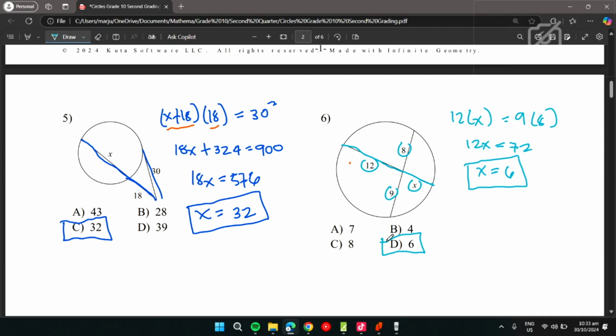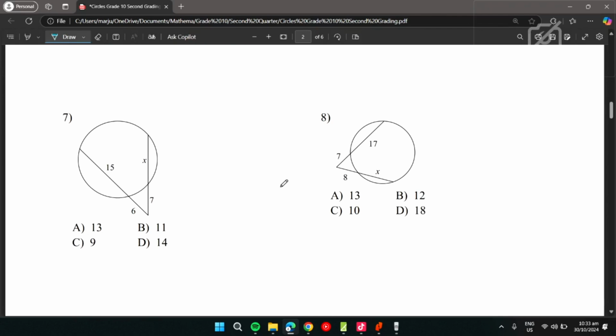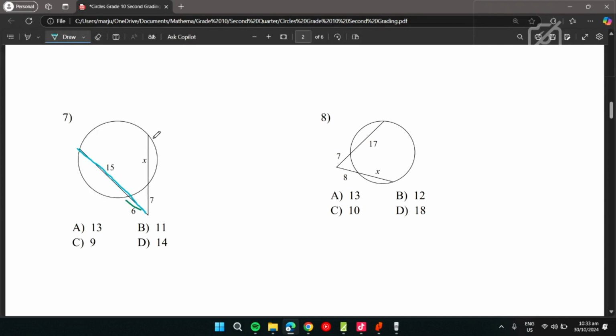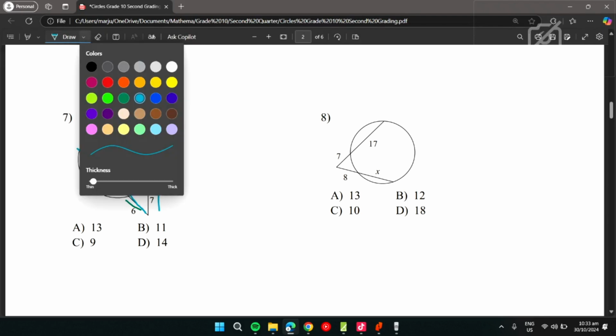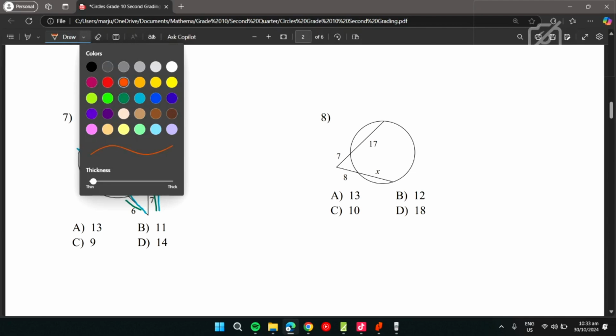Do you have questions before we proceed with number 7? None. Okay, let's do number 7. Number 7, secant, two secant lines. In secant lines, we have the entire secant times the part, which is equal to the entire secant of the other multiplied by its part. They are equal. So what is our setup? Our setup will be this one.